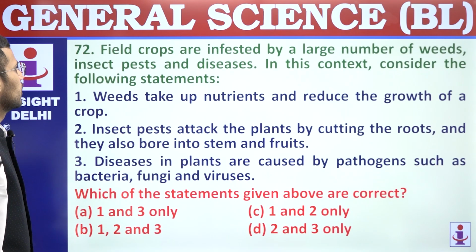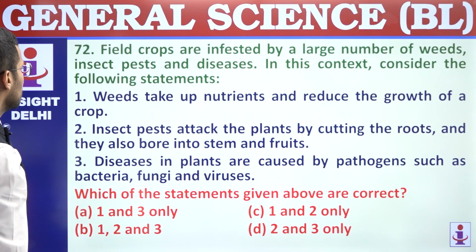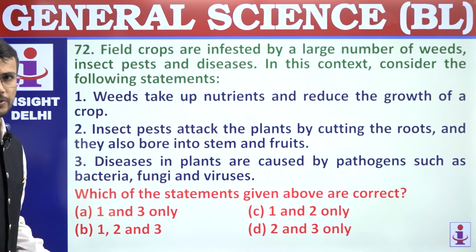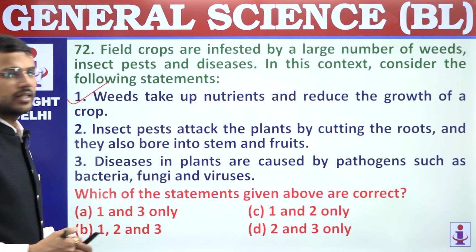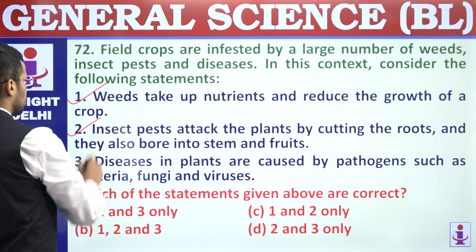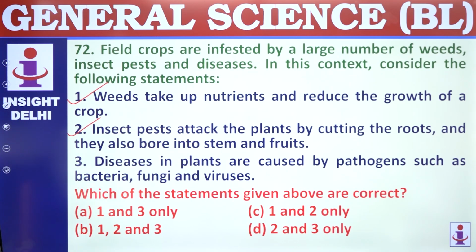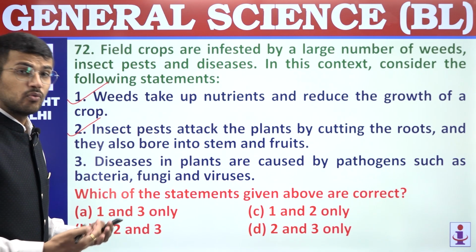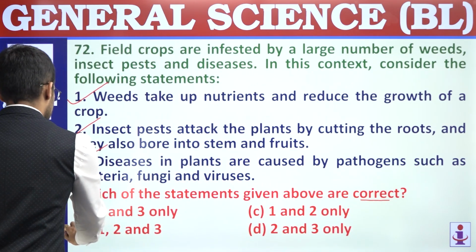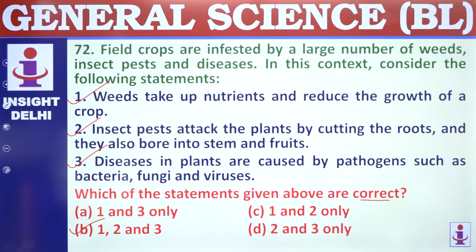72. Field crops are infested by a large number of weeds, insect pests and diseases. In this context, consider the following statements. First, weeds take up nutrients and reduce the growth of crops, right? So that's why we have to remove weeds, because they compete for nutrients and other resources with the crops. Second, insect pests attack the plants by cutting the roots, and they also bore into stem and fruits. Correct statements. Third, diseases in plants are caused by pathogens such as bacteria, fungi and viruses as well. So all these three statements are correct. We are supposed to find out correct statements only. Hence the answer is B, 1, 2 and 3. Question number 72, answer is B.